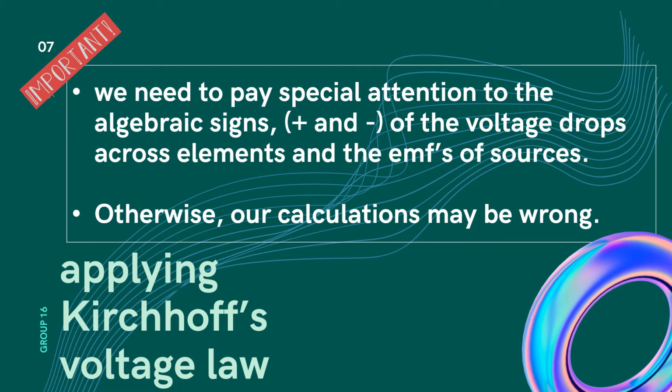The first one: it is important that we pay special attention to the algebraic signs, plus and minus, of the voltage drops across elements and the EMF of sources. Otherwise, our calculation may be wrong. Please be reminded, because this is so important. We need to pay special attention to the algebraic signs, which are either positive or negative, of the voltage drops across elements and the EMF of sources. Otherwise, our calculations may be wrong.